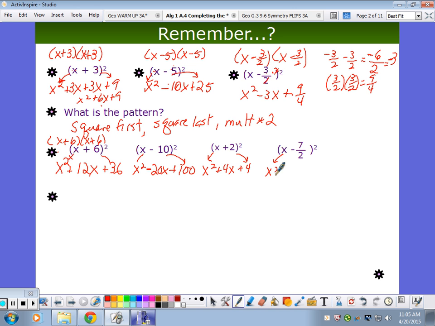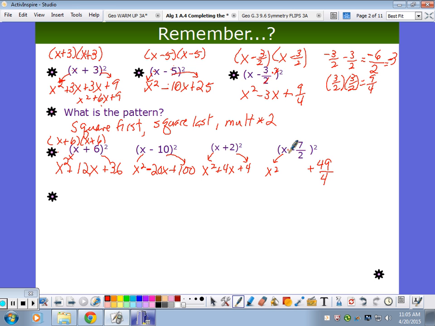So you square that. What's this thing squared? Negative 7 halves times negative 7 halves. 49 over 4. Is it negative or positive? Positive. It is always positive. Any number squared is always positive.